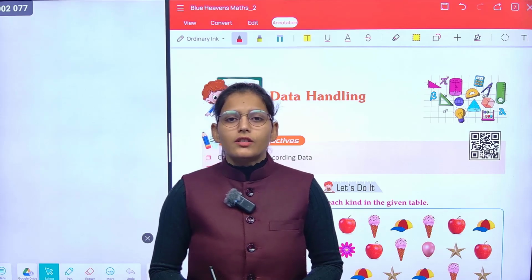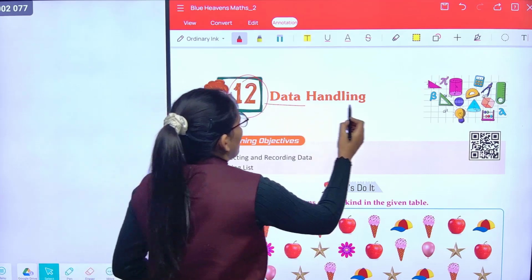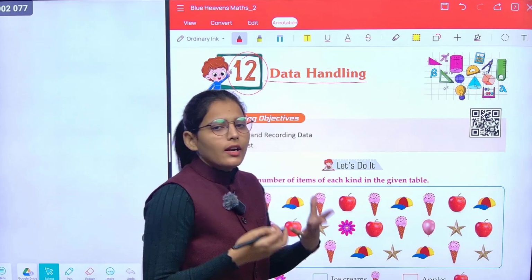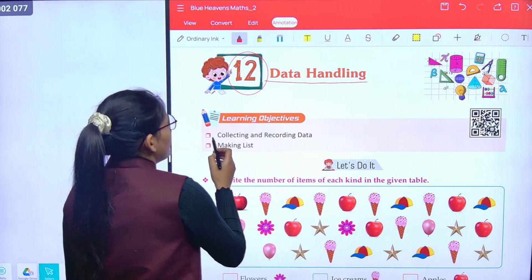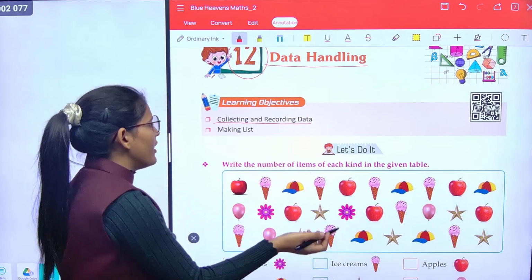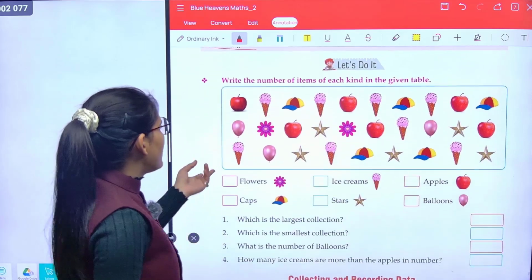Students, today we will learn chapter number 12, that is data handling. In this chapter we are going to study about data. We will learn about collecting and recording data and making lists. Okay, let's start the chapter.